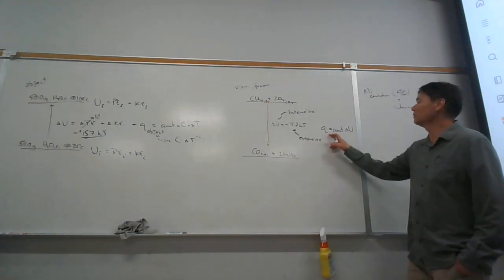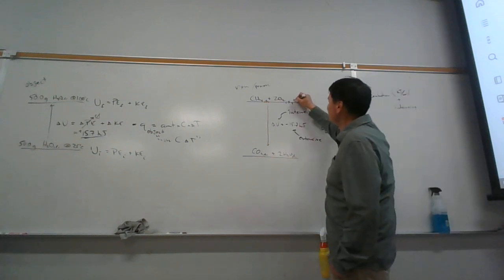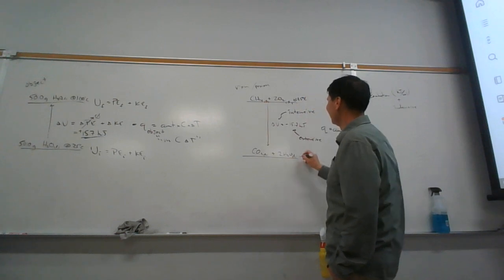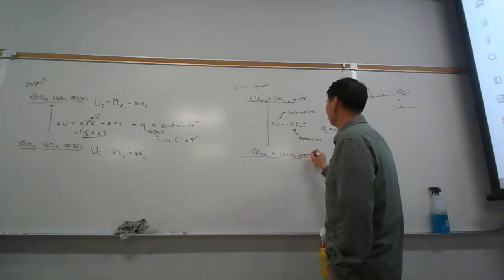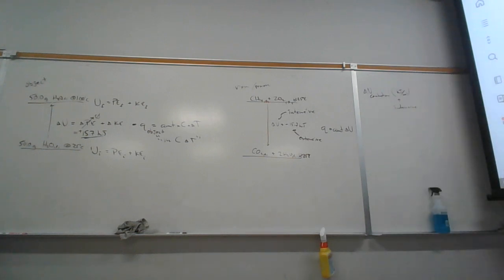Over here, when we're dealing with a reaction or process, there is no delta T. Because what we do is we start off at 25 degrees C here, and then we end up at 25 degrees C here. In other words, what we end up doing is we just wait. We wait for the temperature to reestablish.